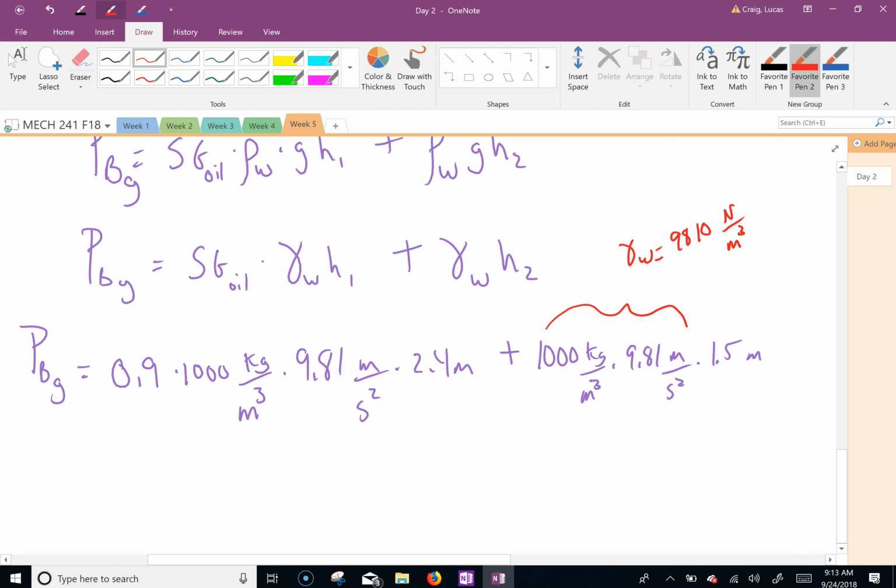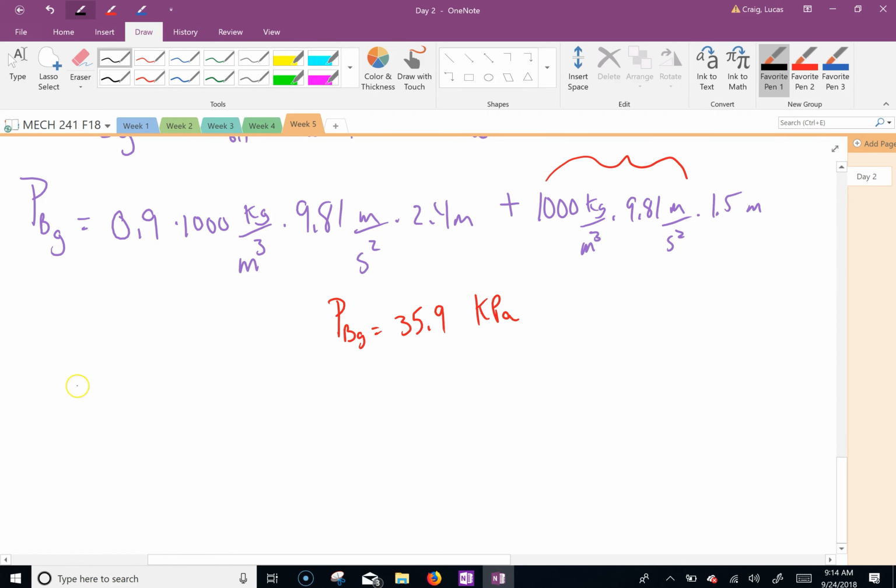So if you want to remember what the specific weight of water is, it's just those two terms, right? So 9810 Newton over meter cubed. Looks like a squared though, it's a meter cubed. Remember you saw that unit in the falling ball viscometer, given specific weight? And this pressure we got to be 35.9 kilopascals. And now we can find the force.